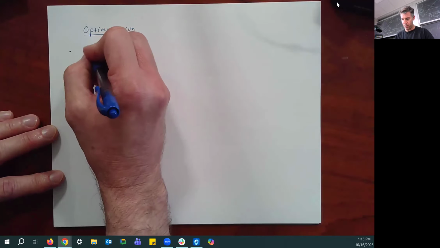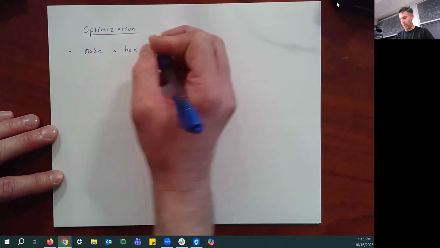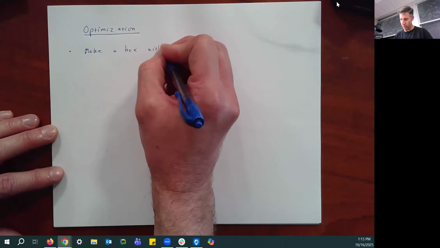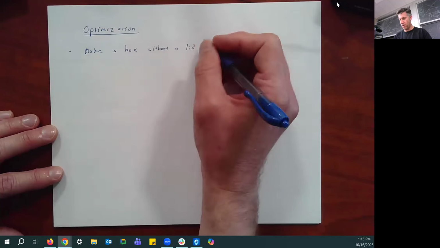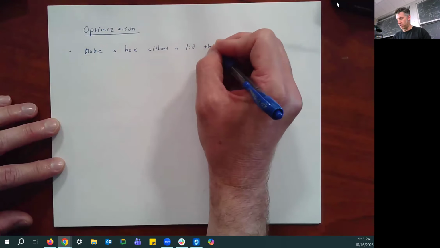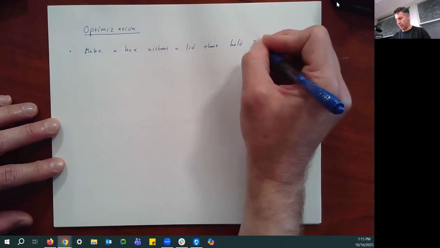By the way, this optimization process is very similar to what we did in 17A, where you'd be given some function you want to either maximize or minimize, like the volume of a box or whatever. And then you have some constraint, like the box has to have this much surface area. Except now we have more variables in place. So here's a similar example, but with more variables. We want to make a box without a lid. I don't know why you wouldn't want a lid, but that's what this person wants. That holds 32 cubic feet of volume.